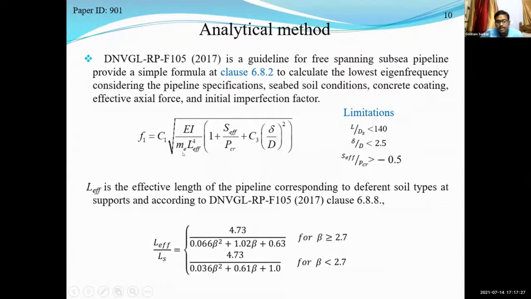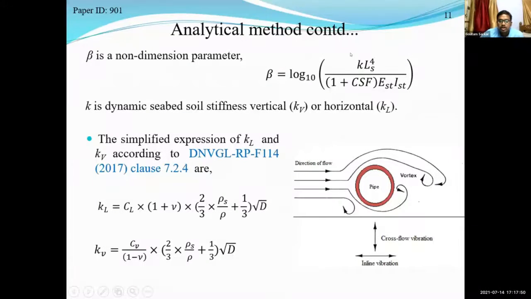In this expression, M is the effective mass, which includes the pipeline hydrocarbon content, the added mass, and also the mass of the pipeline. Then L_eff is the effective length of the pipeline. The effective length can be determined by this expression, while beta is the non-dimensional parameter, which is also a function of soil stiffness. This soil stiffness can be determined by this expression, KL and KV. Now, when the pipeline vibrates along the direction of the flow, we normally call that inline vibration. For that, horizontal stiffness we will use, and when the pipeline vibrates perpendicular to the flow direction as well as the pipe axis, in this vertical direction, then we will use vertical dynamic soil stiffness, KV.